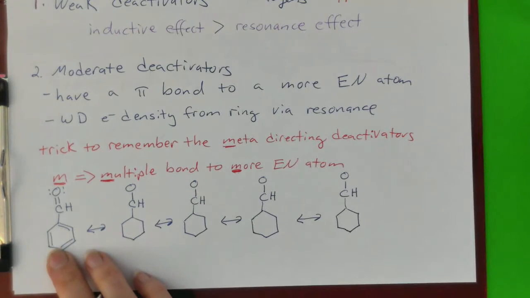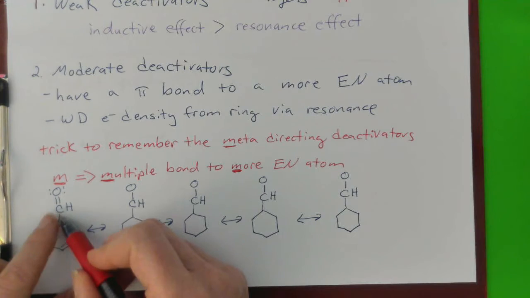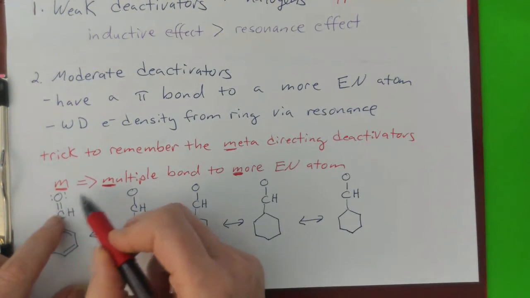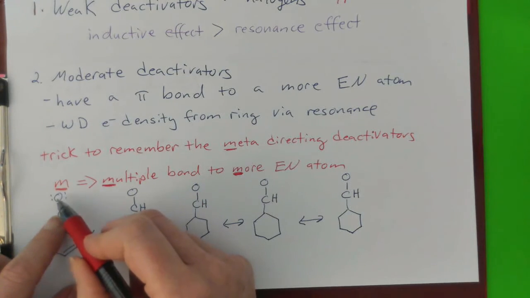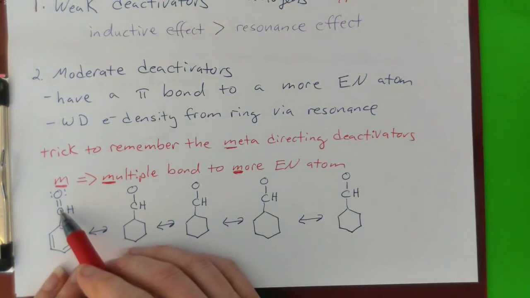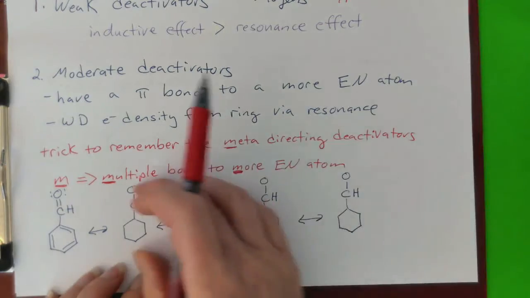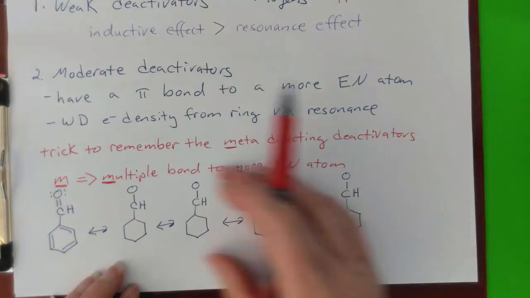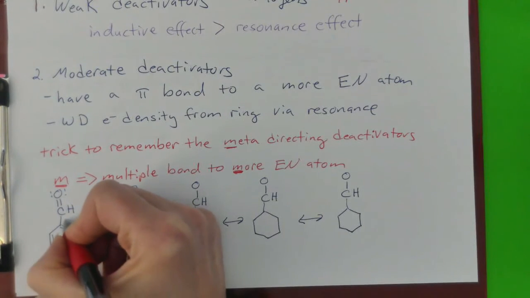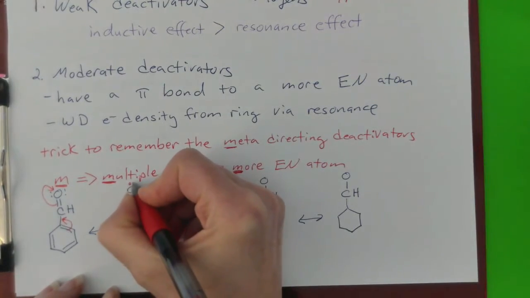So here's benzaldehyde. Directly bonded to the benzene ring is this carbon that has a pi bond. So a double bond is an example of a multiple bond to a more electronegative atom. So I should be able to show how we can withdraw electron density from the ring via resonance. So let's go ahead and draw resonance for this. If I take this pair of electrons here, push it there, and then I can bump this up here so that I have that.